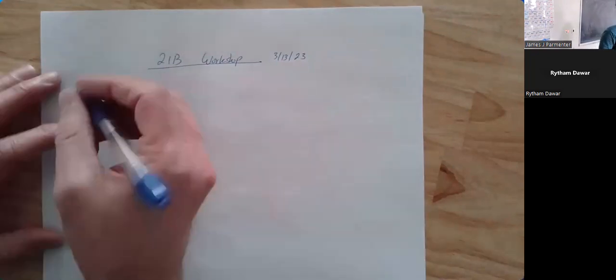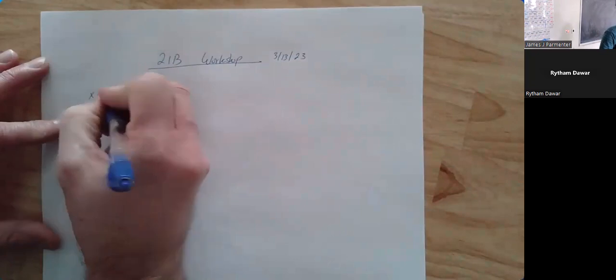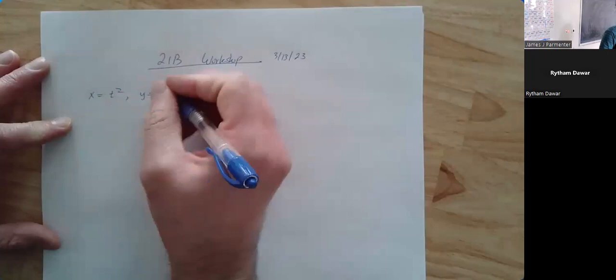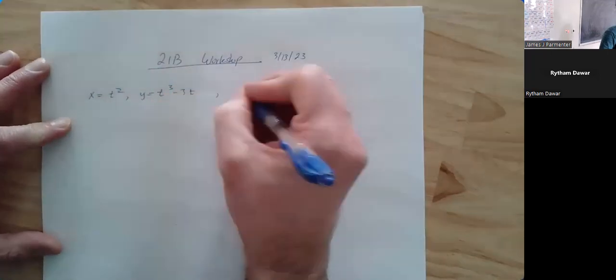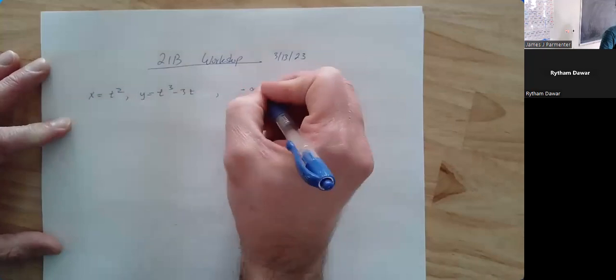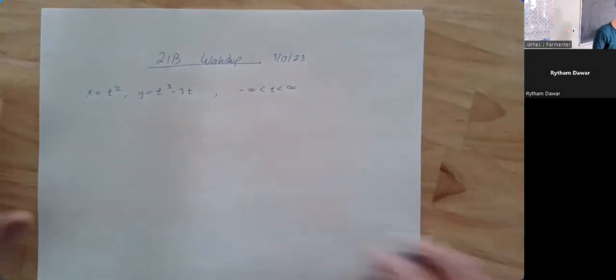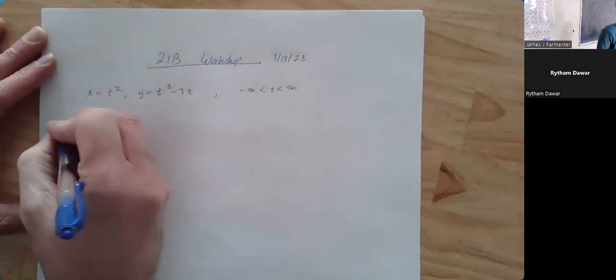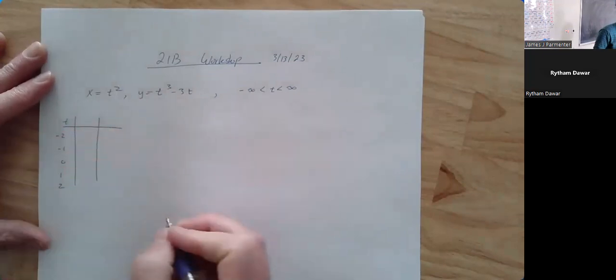So last time we were looking at these parametric equations: x equals t squared, y equals t squared minus 3t, and t can be any real number. And we plotted a few points. I let t range from -2 to 2 just to find some nice values.